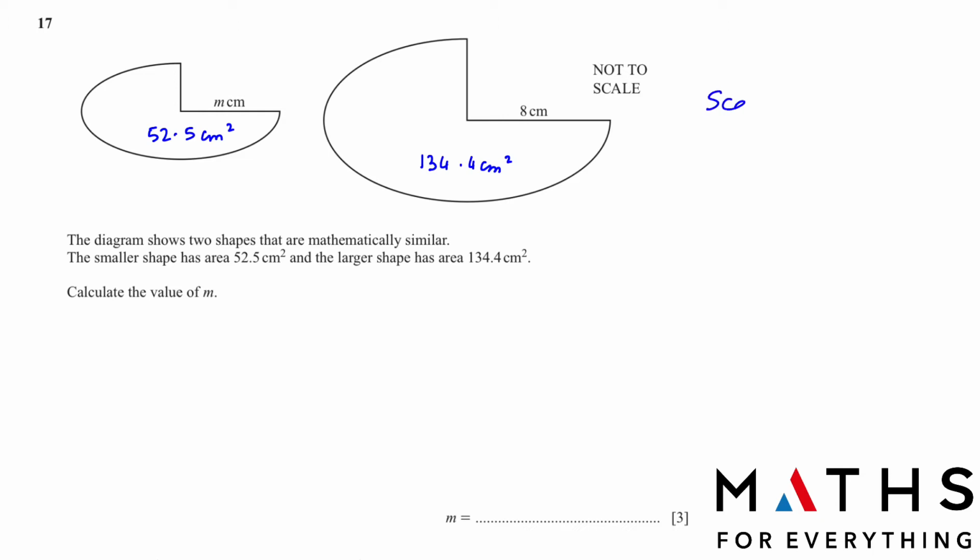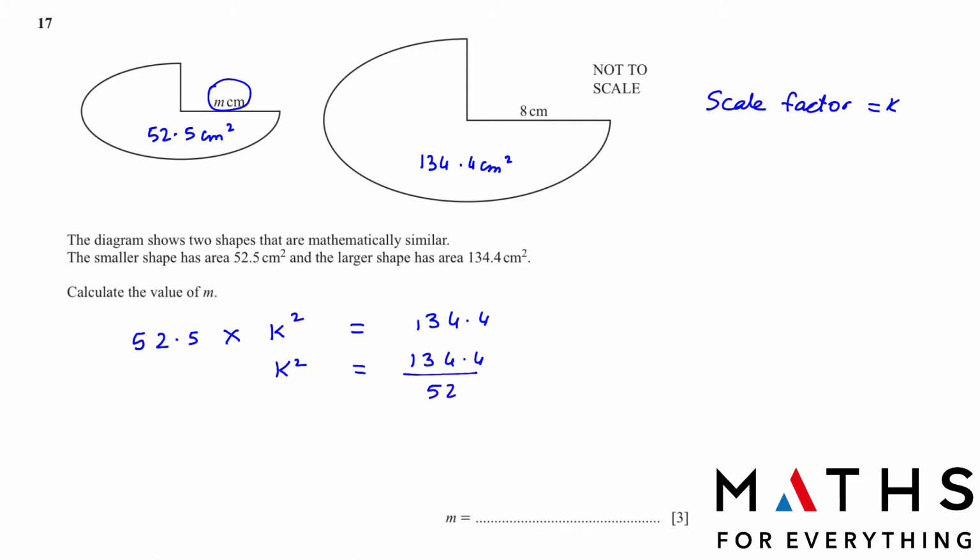So if we write our scale factor as k, because it is an area, so 52.5, we want to find m, right? So write that area first. 52.5 multiplied by our scale factor square, because it is area, is equal to 134.4. We need to first find our scale factor, divided by 52.5. Whenever we have a square, what should we do? We should square root. This will give us 8 over 5. 8 over 5 is our scale factor.